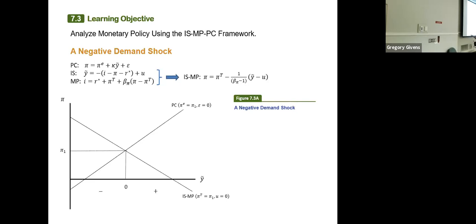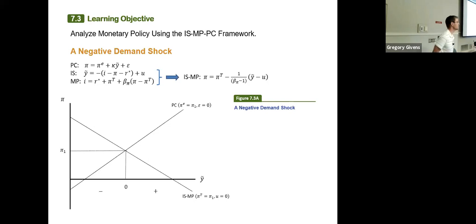I've drawn the Phillips curve for a level of expected inflation equal to pi 1 and no supply shocks, and the ISMP curve for a level of target inflation equal to pi 1 and no demand shocks. And so the equilibrium point here is a zero output gap. That is, output is equal to potential output, and inflation is equal to target inflation, which is also equal to expected inflation, pi 1. So that's the initial point of this model, all right?